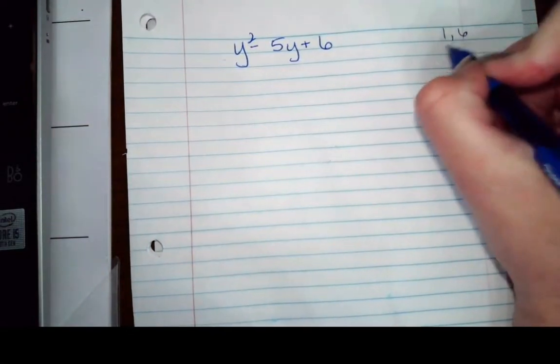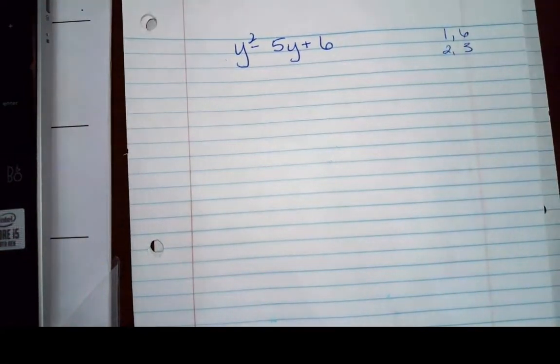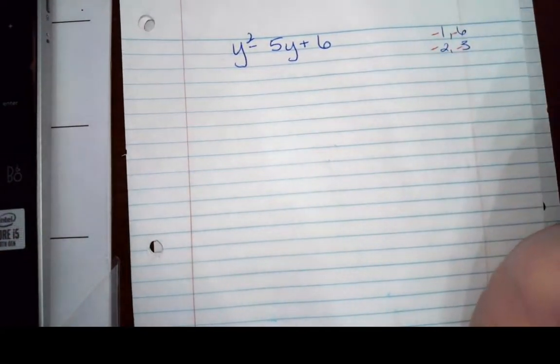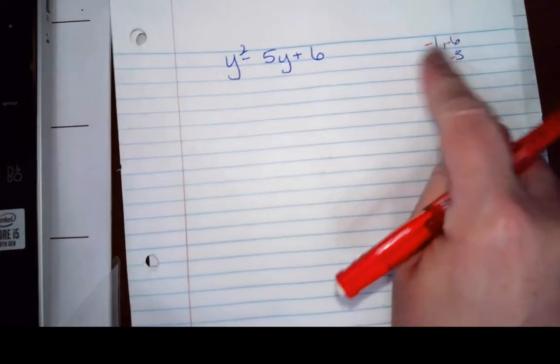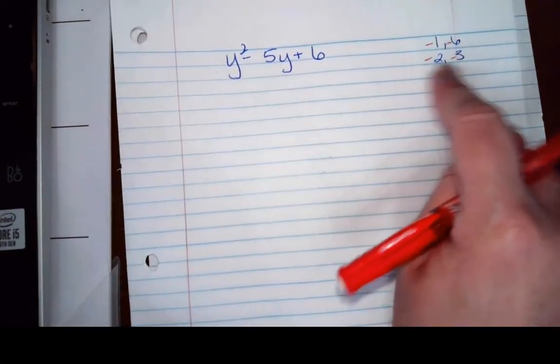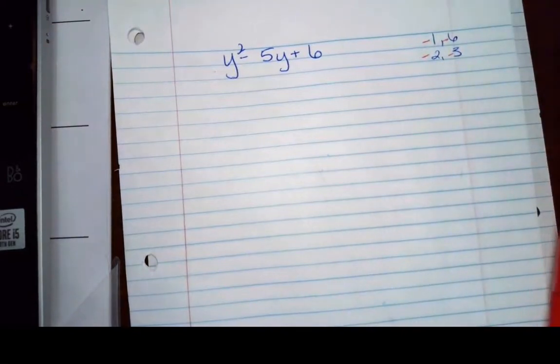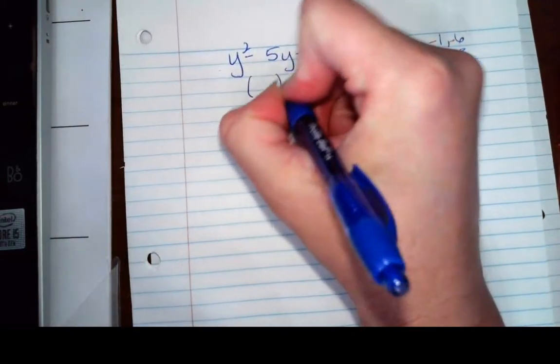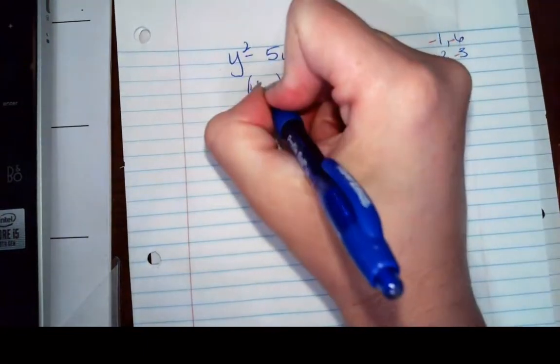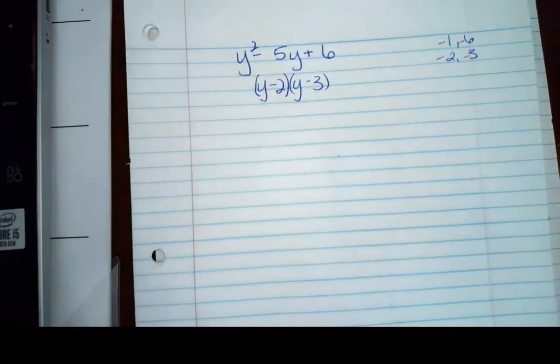So my options are 1 and 6 and 2 and 3. Since they need to add up to a negative 5, I'm going to go ahead and change all these to negative. So now these added together gives me negative 7. That's not what I'm looking for. These added together give me negative 5. That's what I need. So two sets of parentheses. Square root of the first goes in the first spot, and then I need a negative 2, and I need a negative 3. Okay?